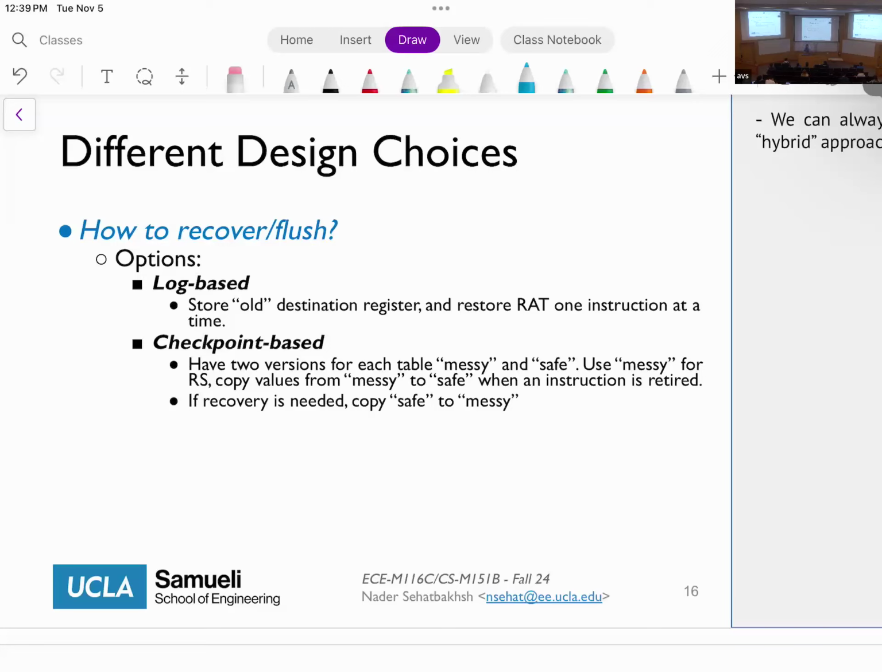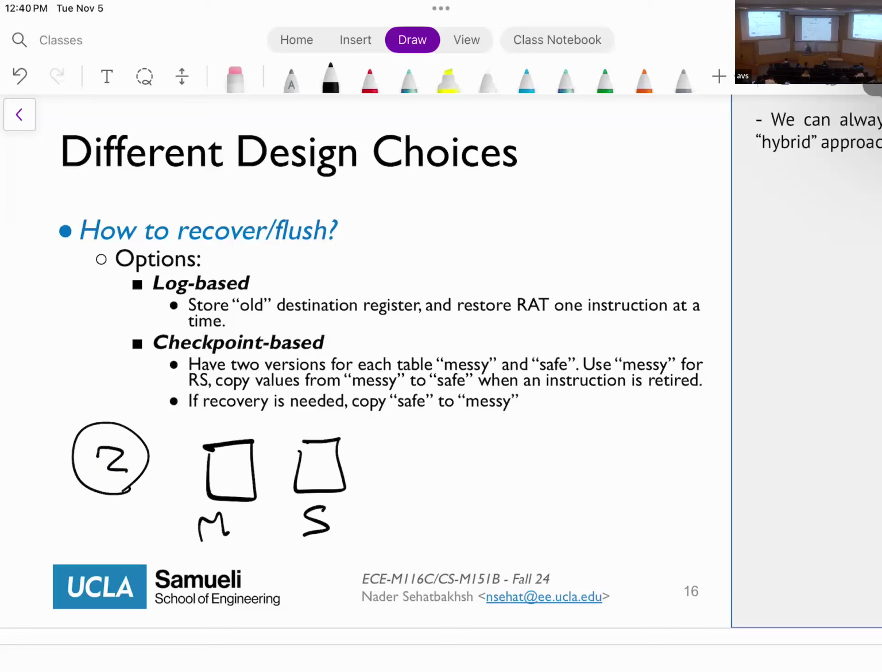The second option, which is usually a faster option, is a checkpoint-based strategy. Whenever I reach a branch, I'm going to create a checkpoint, because that's where things can become problematic. Instead of having one register file or one RAT, I'm going to have multiple of these. Let's say I can support 4 levels of branches, or let's start with 2. Let's say I have 2 sets, a messy set and a safe set. So I don't have one register file, I have 2 register files, one messy and one safe, okay?